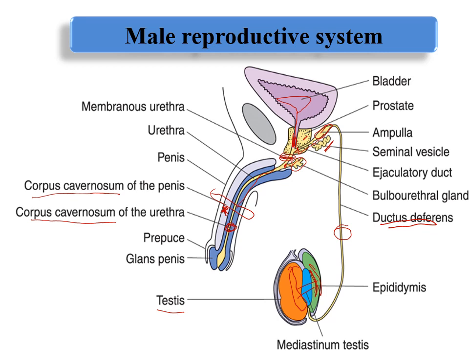Okay, then again you have the testis. This is the testis. Then you have the connection, the mediastinum testis or the rete testis. We will discuss it later in the next lecture. Then you have the epididymis, which is the reservoir. You have the duct deferens or vas deferens, and the vas deferens and the seminal vesicle open into the prostatic urethra, whereas the bulbourethral gland opens into the penile urethra.